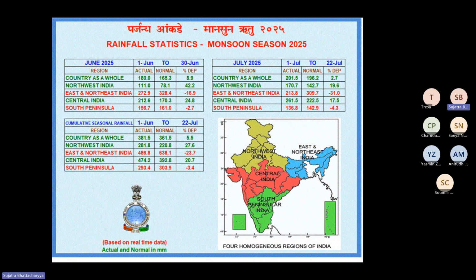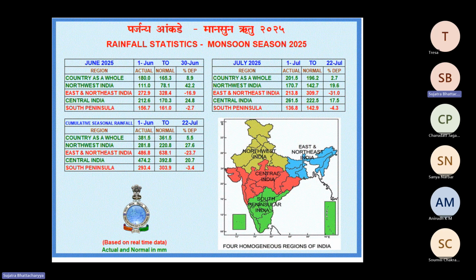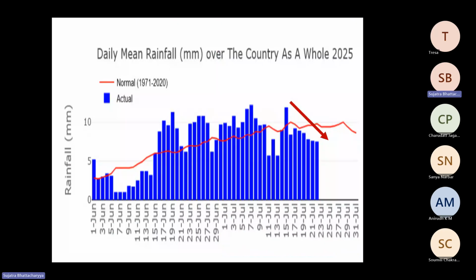Still, of course, the cumulative is around 5.5%. And you could notice that the Peninsula is getting slightly better now. It's not as bad as East and Northeast India. Okay. And this is seen in the All India rainfall clearly. From about the 15th, we have been seeing a steady reduction in the monsoon rainfall.